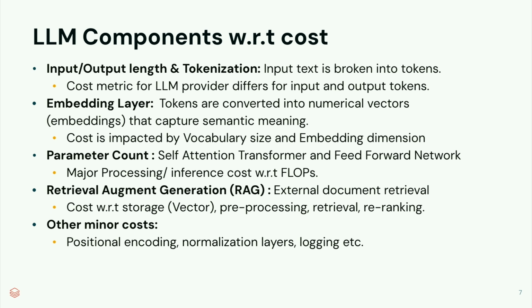The embedding layer is another one, where the embedding size and dimension can change the cost from the provider's perspective. Third is parameter count. The bigger and more complex the model is, with a larger number of transformer layers, the more FLOPs are needed, and the more FLOPs needed, the higher the cost. That's why we see a huge variability, with 8B models and 500B models having a huge difference in cost. Then there are other components like retrieval augmented generation and other minor costs related to embeddings and logging, which are pretty minor.